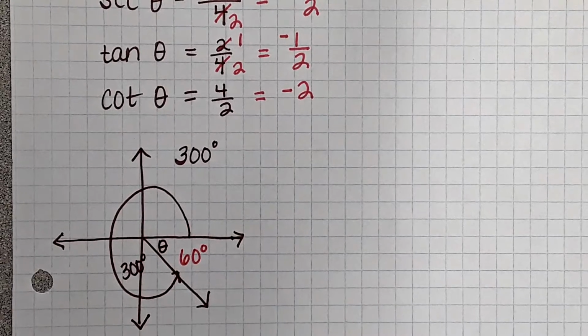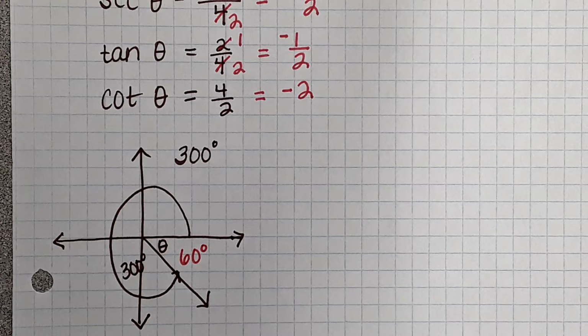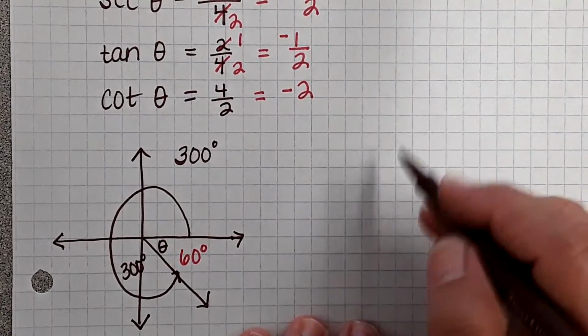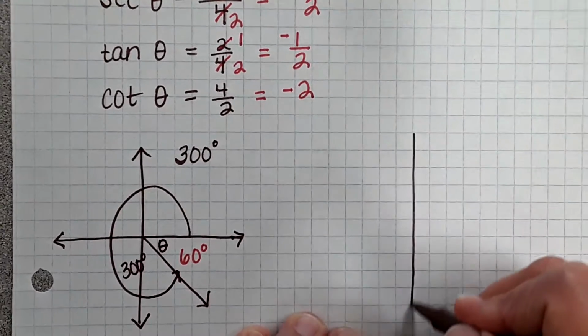Now remember, think about our unit circle. 30, 60, 45, right? Those are the things that we're looking for. Now, some of our reference angles won't be the same, but we can talk about those. Okay, let's draw another one.